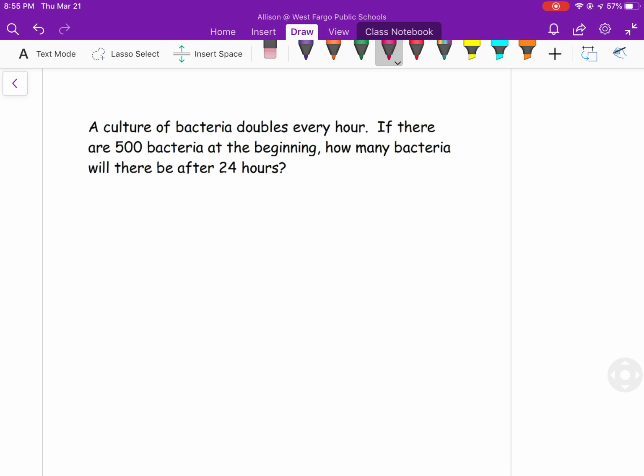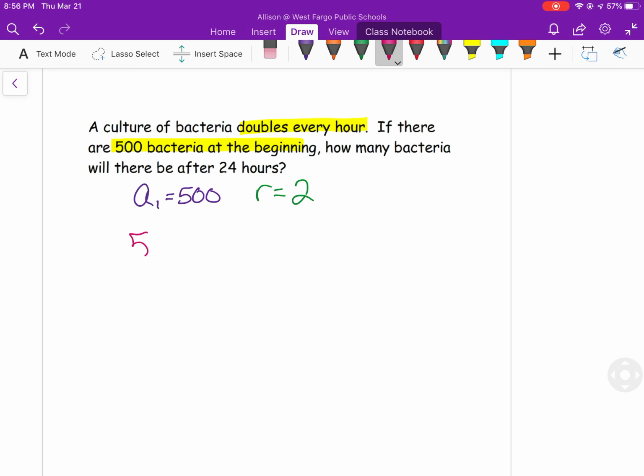Let's try another one. A culture of bacteria doubles every hour. If there are 500 bacteria at the beginning, how many bacteria will there be in 24 hours? This is kind of a scary truth. So we start identifying some key pieces. There's 500 at the beginning, so that's our first term of this series, 500. And it says that they double every hour. That means that they're being multiplied by 2, which means that our common ratio, or r, is 2.